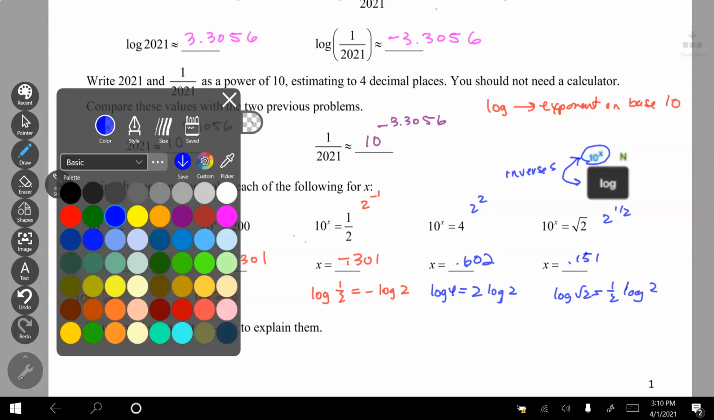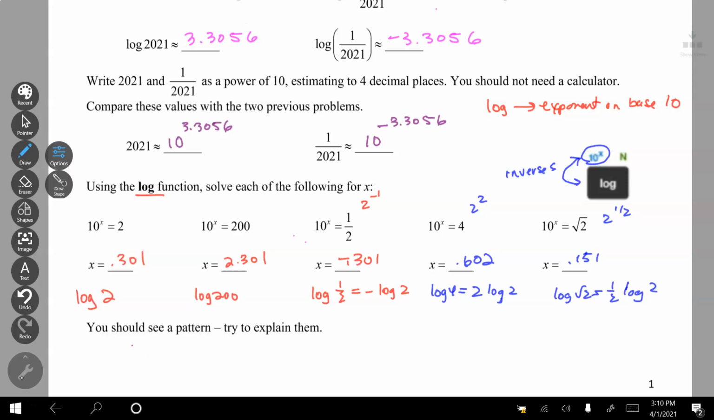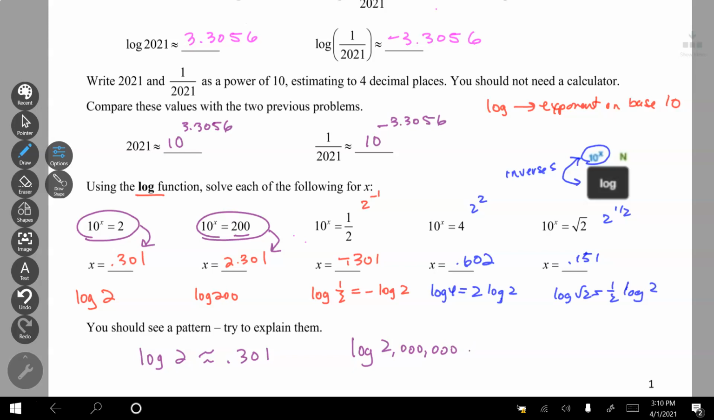So how does this all work? This all works based on using that the log of 2 is equal to about 0.301. If you notice right here, 0.301, right here we get 2.301 because there are 2 zeros here. If I want to do log of 2 million, it would be 6.301 when you round to 3 decimal places, because there are 6 zeros.